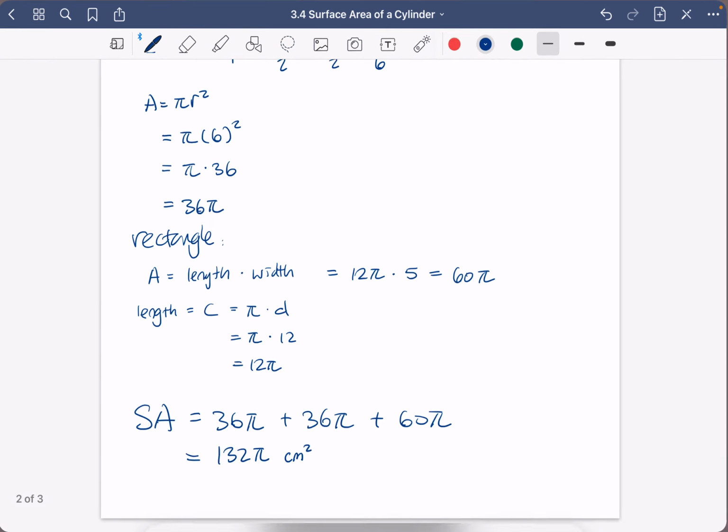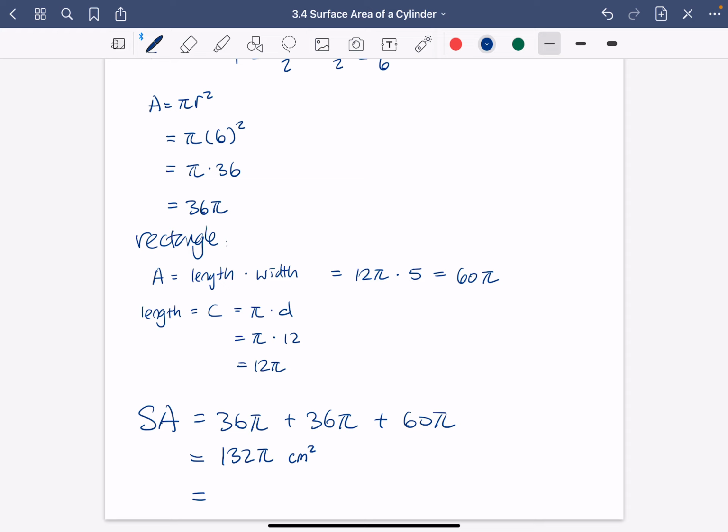So you can plug into your calculator 132 times pi, pi is 3.14. So this is about 414.69 centimeter squared. So both answers are fine, either this one or this one.